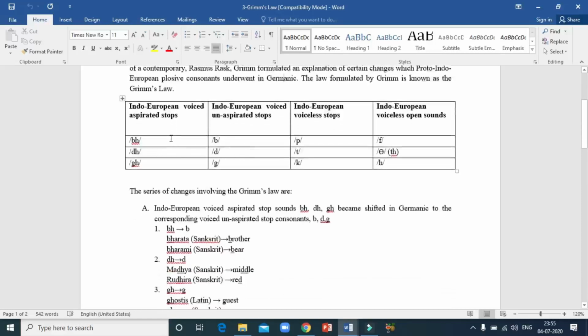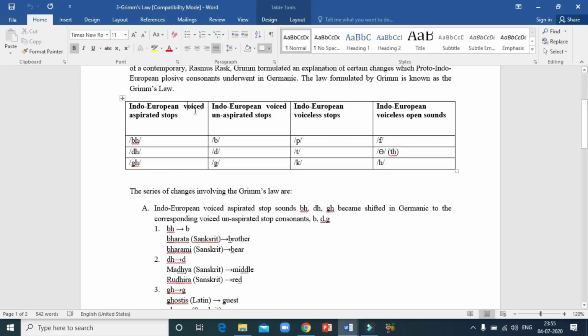Let's look at these changes. First of all, Indo-European voiced aspirated stops. Stops is another name for plosives. Okay. Voiced sounds and voiceless sounds, I have already told you the difference between them. Voiced sounds are those during the production of which vocal cords will be close together in such a way that the gap between vocal cords will be very narrow. The gap between the vocal cords is called glottis. Glottis is very narrow, so the air will escape with a friction.